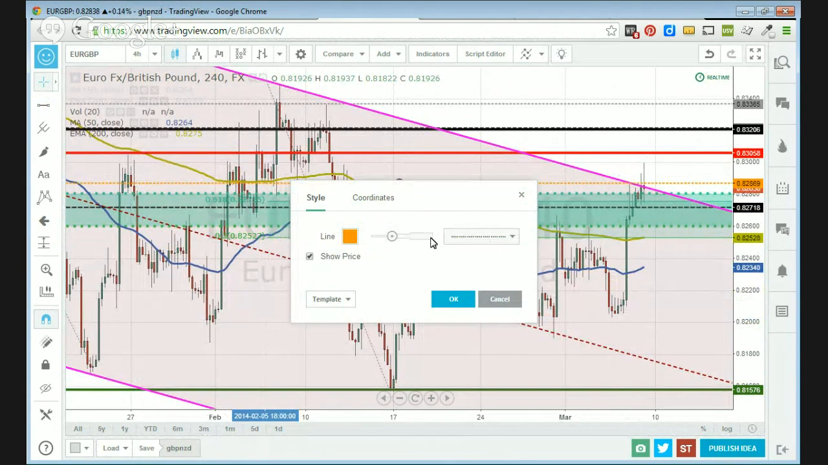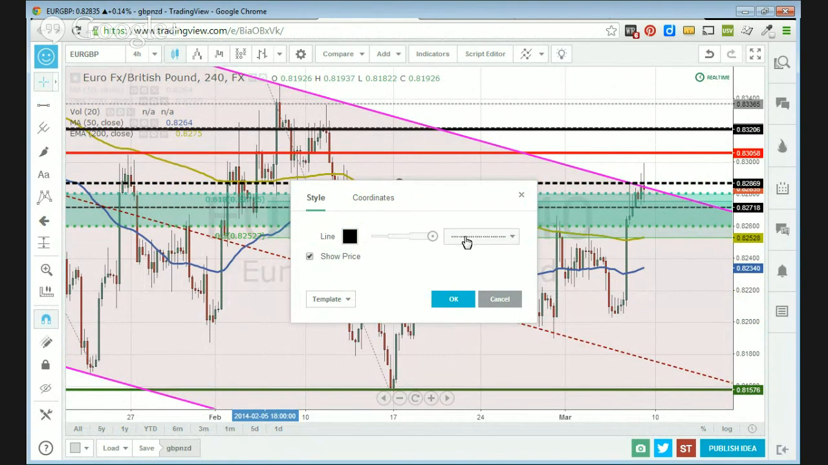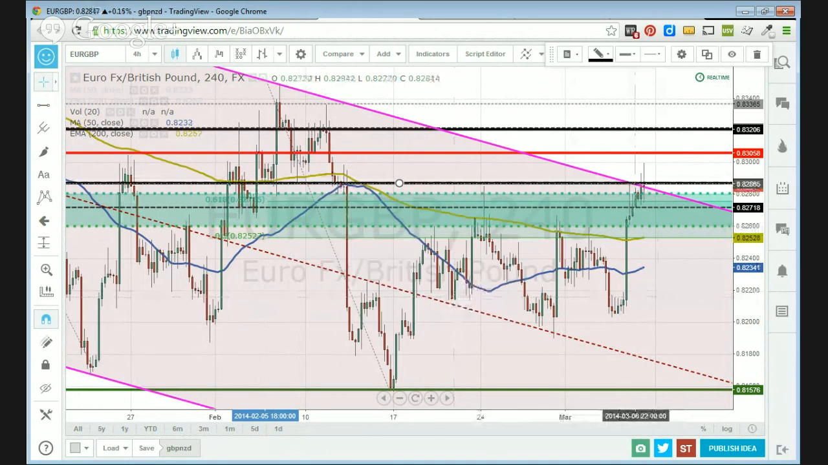We'll make this black. Make it solid. I like the fact that it's intersecting here. Especially with this long spike here, one could view this as a resistance level of sorts. It's not the strongest of resistance levels, but I think it's pretty formidable. We also have a resistance level here that had been previously identified. We're also at the top of the channel and basically at a 61.8 Fibonacci retracement level.